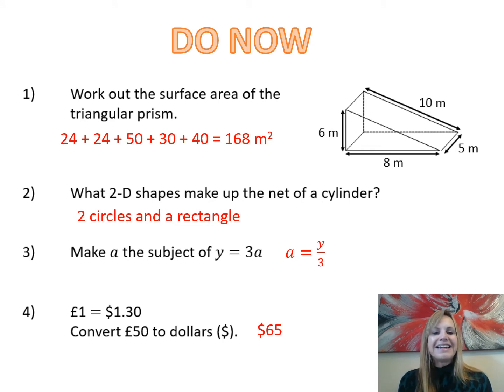And finally, to convert £50 into dollars, well, we can see that when we're going from pounds to dollars, we're multiplying by 1.30. So 1.30 times 50 is 65.